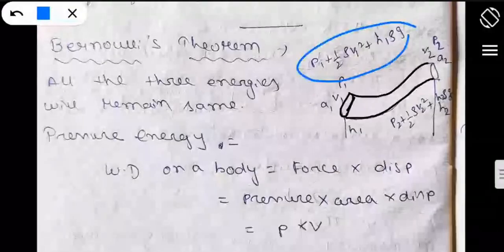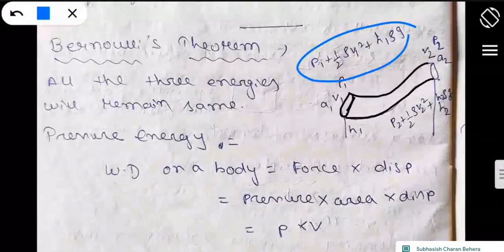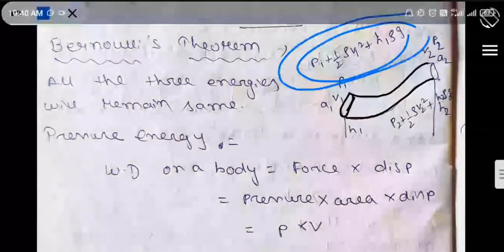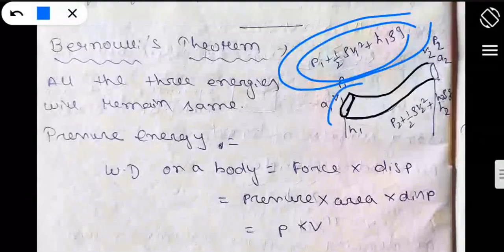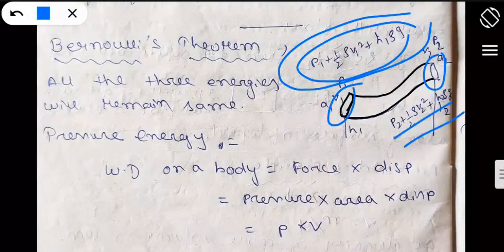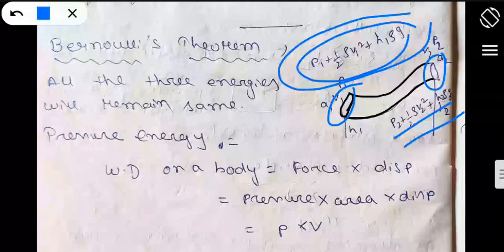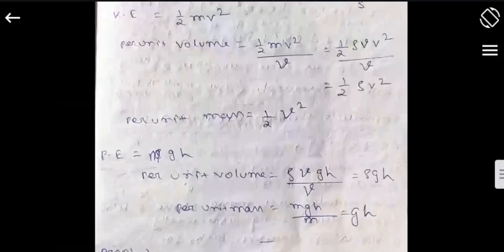So this was the thing that I wanted to prove, and that was proved by that derivation. That is P1 plus half rho V1 square plus H1 rho g at the starting point is equal to P2 plus half rho V2 square plus rho g H2. So throughout the system, the energy remains the same. All of you understood? Say yes if you understood.